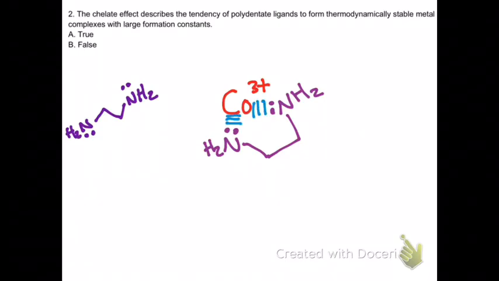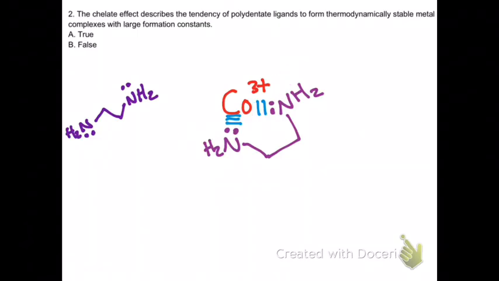both lone pairs of electrons can form this Lewis acid-base adduct with the cobalt 3 plus. So it's called bidentate because there's 2 lone pairs of electrons that are biting onto that central metal.